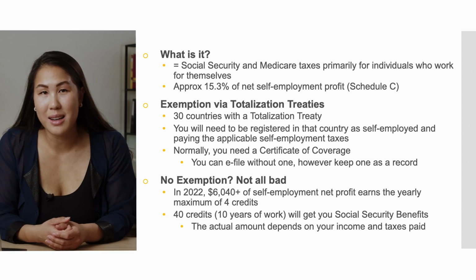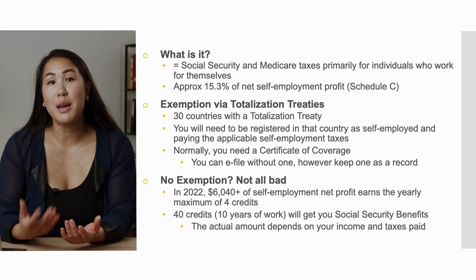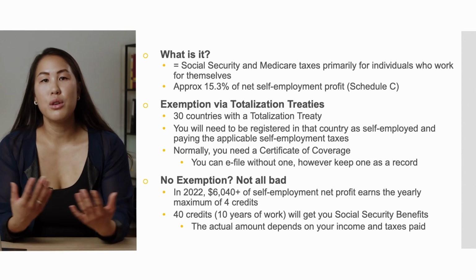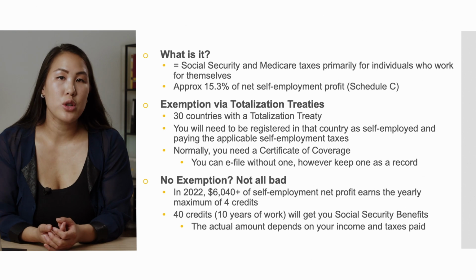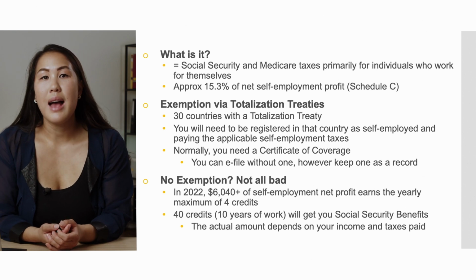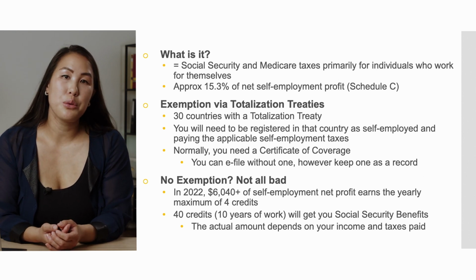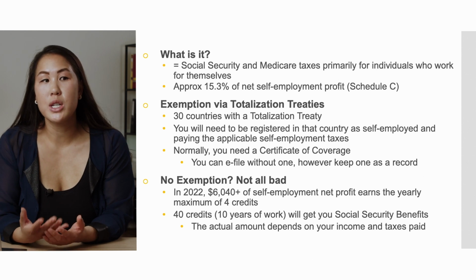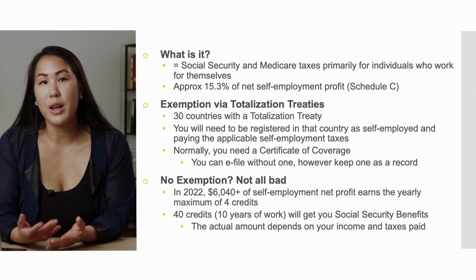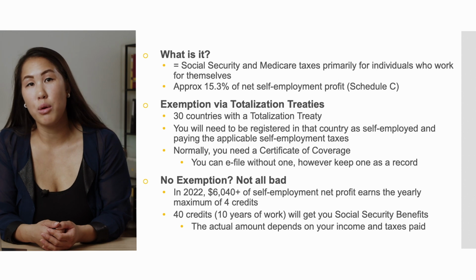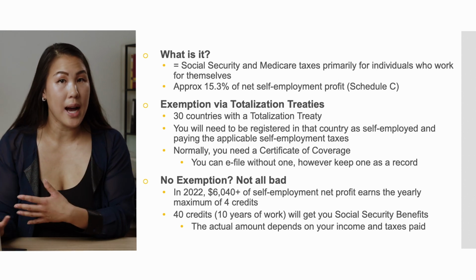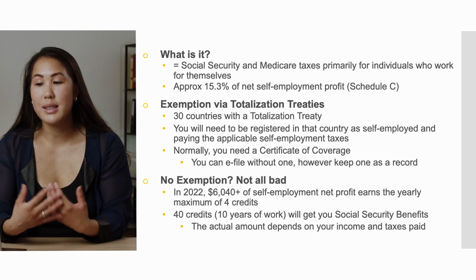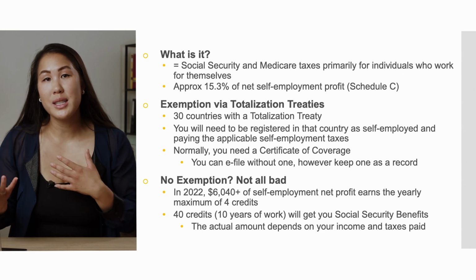So the practical way of claiming the treaty is essentially you claim the treaty on your tax return via a written statement, and if needed, the IRS will ask you later for a certificate of coverage and/or some other type of proof that you pay Social Security taxes in your local country, such as a local tax return. So just keep in mind, it's very common to claim the Totalization Treaty.